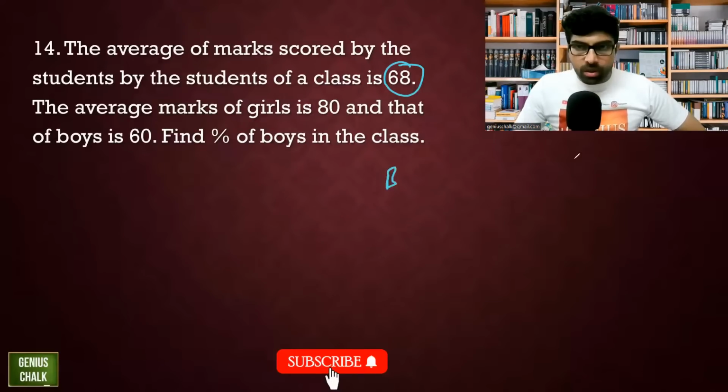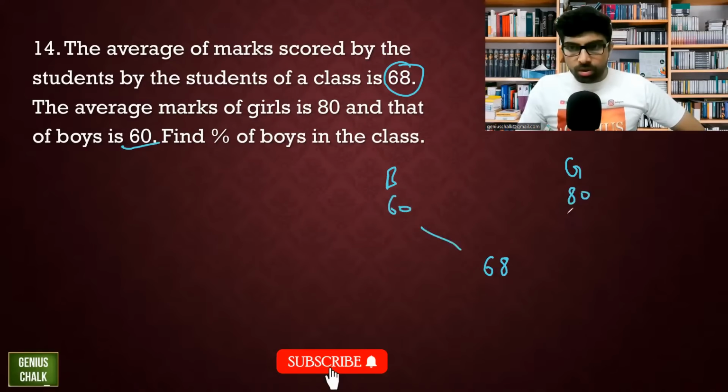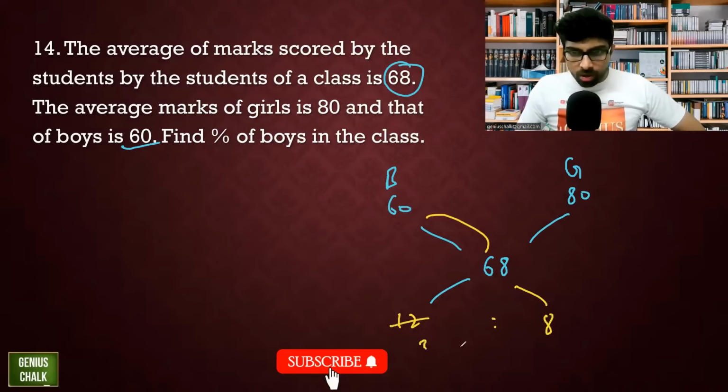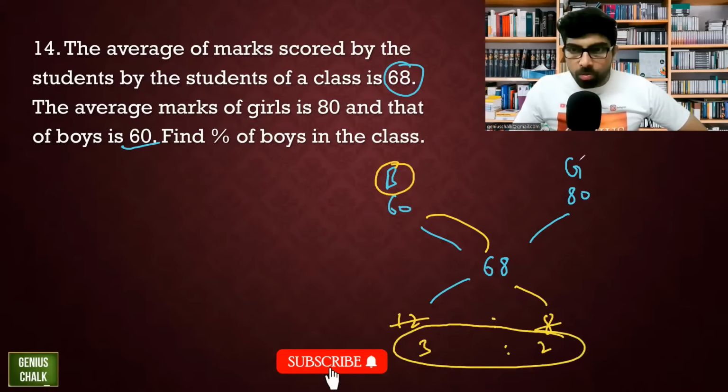Let's say number of boys, number of girls. Overall is 68. The average of boys is 60. Average of girls is 80. So this is how I can apply alligation, as the overall is given. This is 12 and this is 8. So this is 3:2. This is my ratio of number of boys to girls.